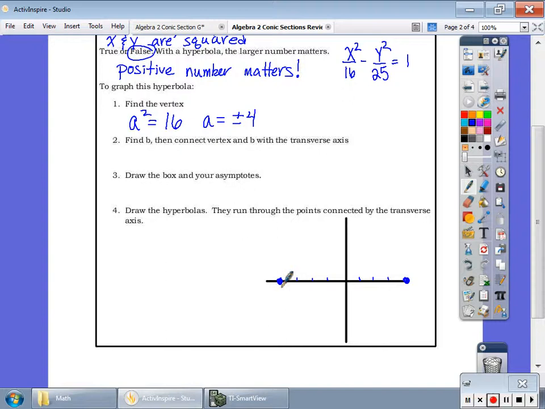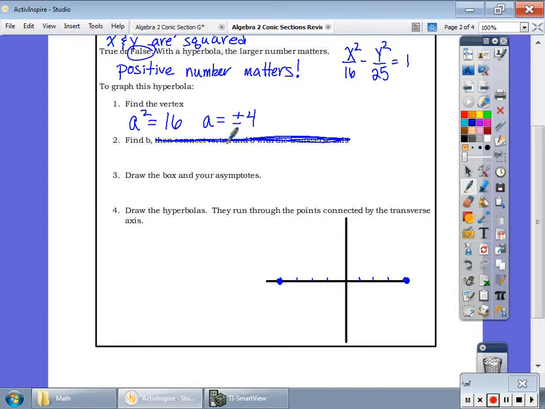What I want you to do is cross out this next sentence, because I don't know what I was thinking when I wrote that. Okay, ladies and gentlemen, we found our a. We plotted our vertices. It says find b.